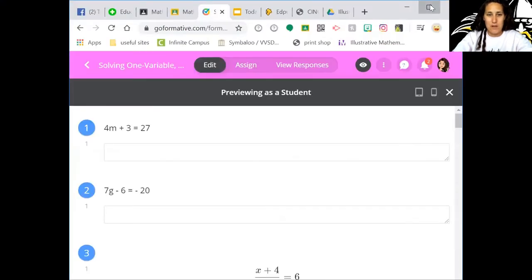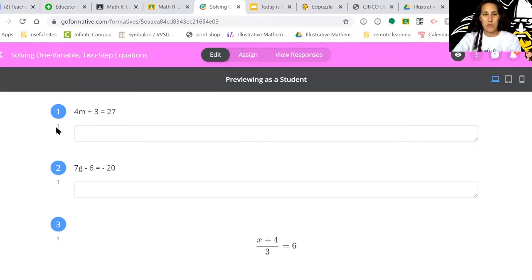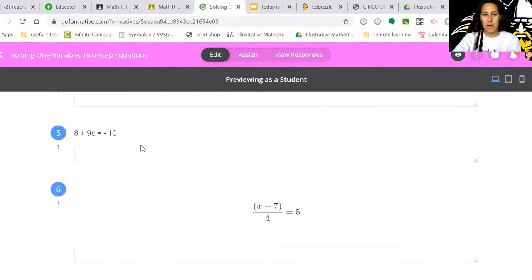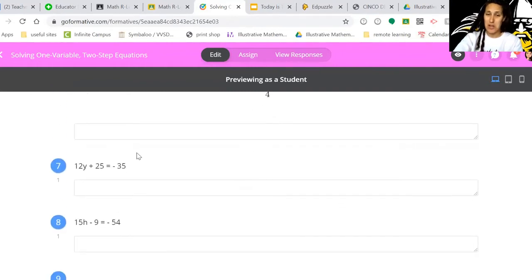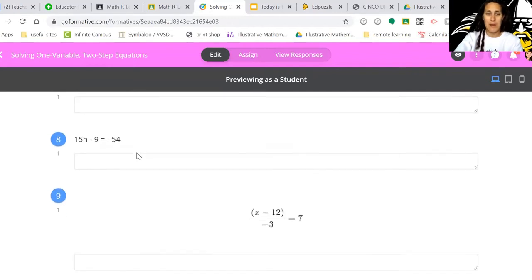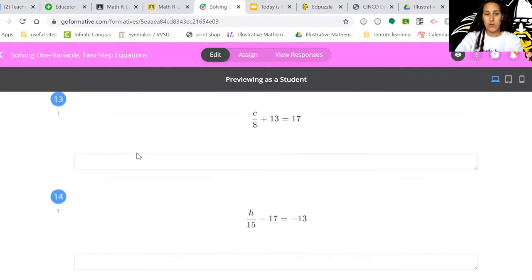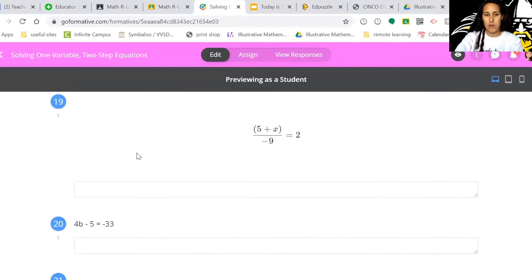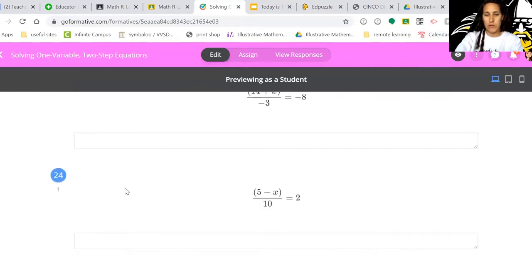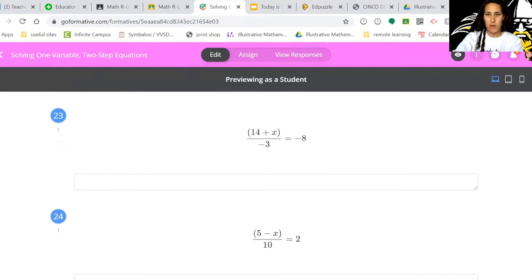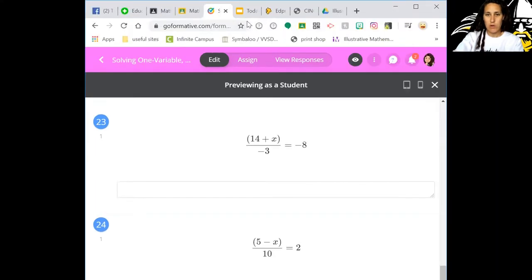Okay, so the Go Formative will look something like this, where there's a question and then a spot for you to write your answers. I would recommend having a sheet of paper out and doing the questions on there, because these are questions that you should not be able to do in your head. I couldn't even do them in my head. If you scroll through, there's all these different equations that you are going to solve. And some of them look a little strange or something that you're not too familiar with. So that's the kind that I'm going to go over with you.